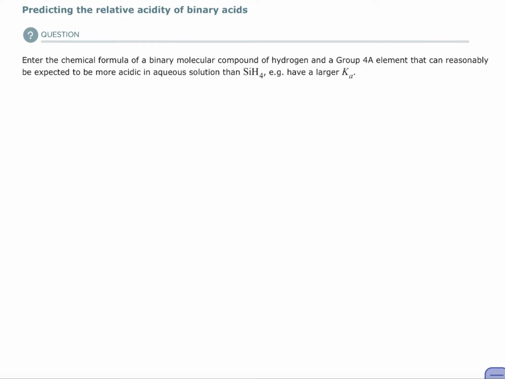Another thing that you could look at is whether it's a polar bond or not, the strength of the polarity, which has to do with the electronegativities of the hydrogen and whatever that hydrogen is bound to. And you can predict that the more polar that bond, the stronger the acid can be. So let's look at some examples.